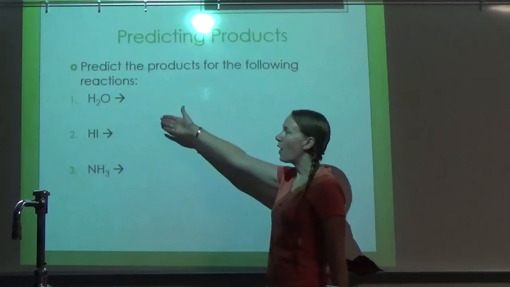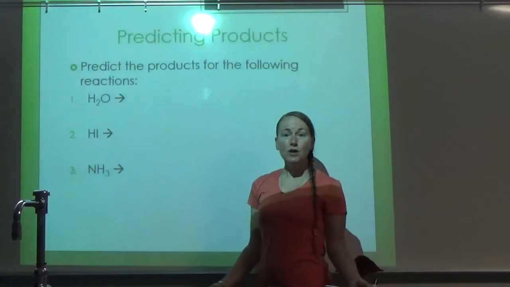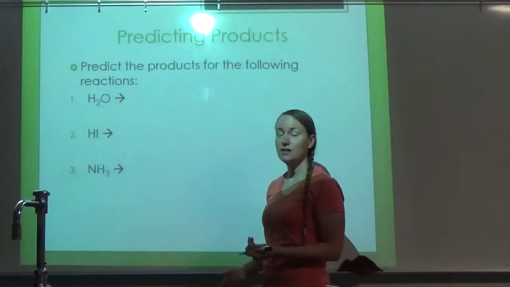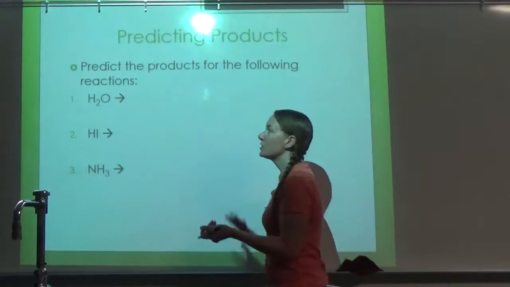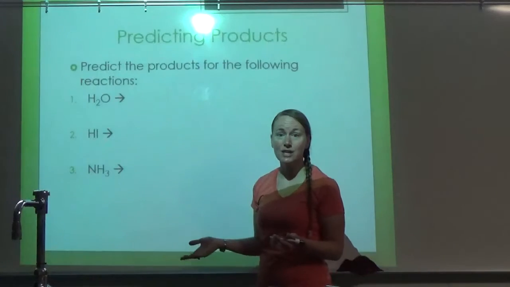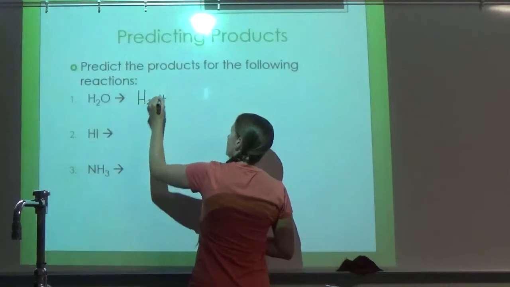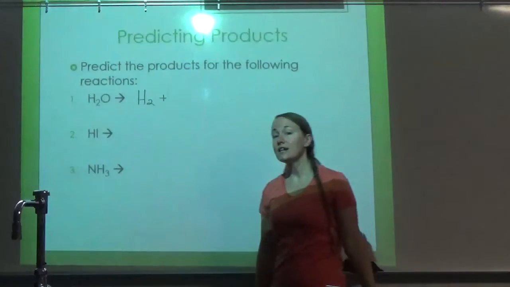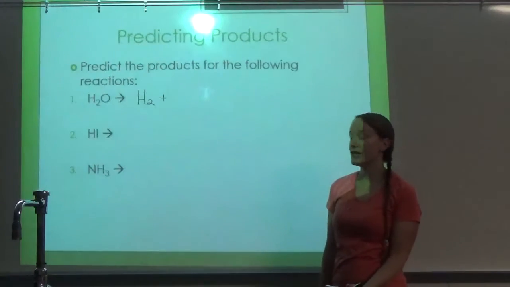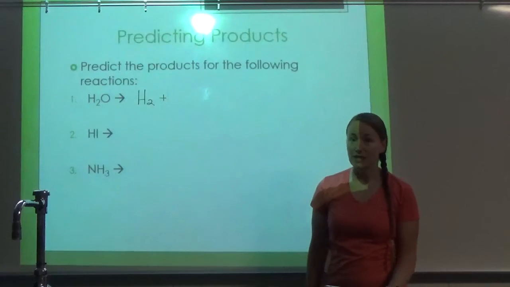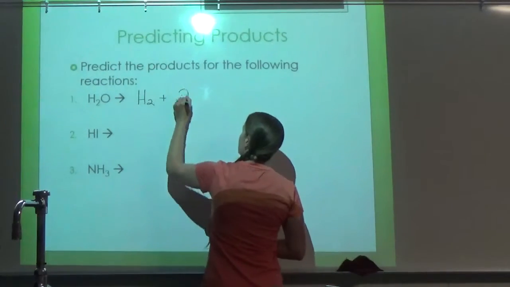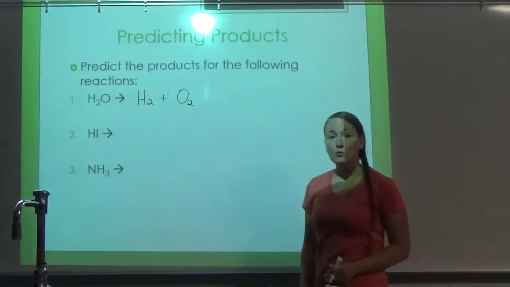Okay, so let's look at some examples. So we have water. Well, what 2 elements does water have? It has hydrogen and oxygen. So I know they're going to break apart. So all I have to do is ask myself, is hydrogen diatomic? The answer is yes. So I'm going to put H2. So see, I didn't put the 2 there because water has a 2. I put the 2 there because hydrogen's diatomic. Is oxygen diatomic? The answer is yes. So I'm also going to put O2.